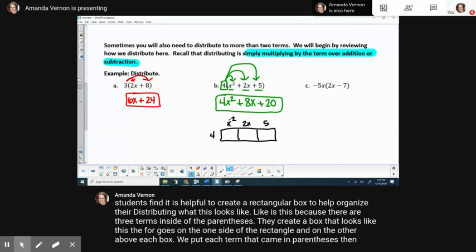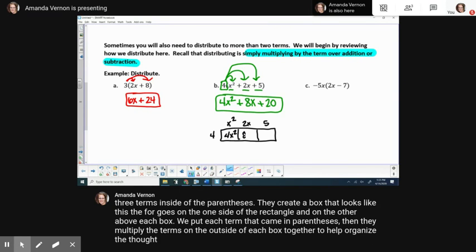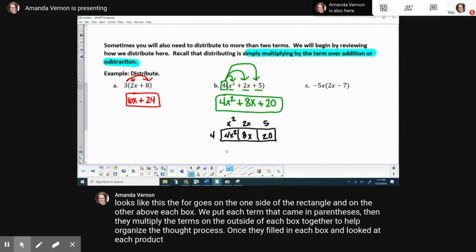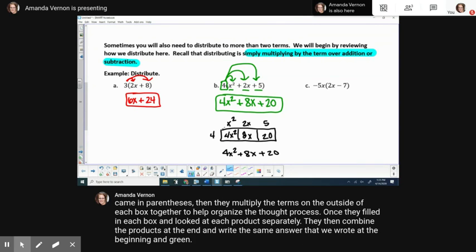Then they multiply the terms on the outside of each box together to help organize the thought process. Once they've filled in each box and looked at each product separately, they then combine the products at the end and write the same answer that we wrote at the beginning in green. This is a tool to help you organize your work. All right, let's go ahead and do the last one.